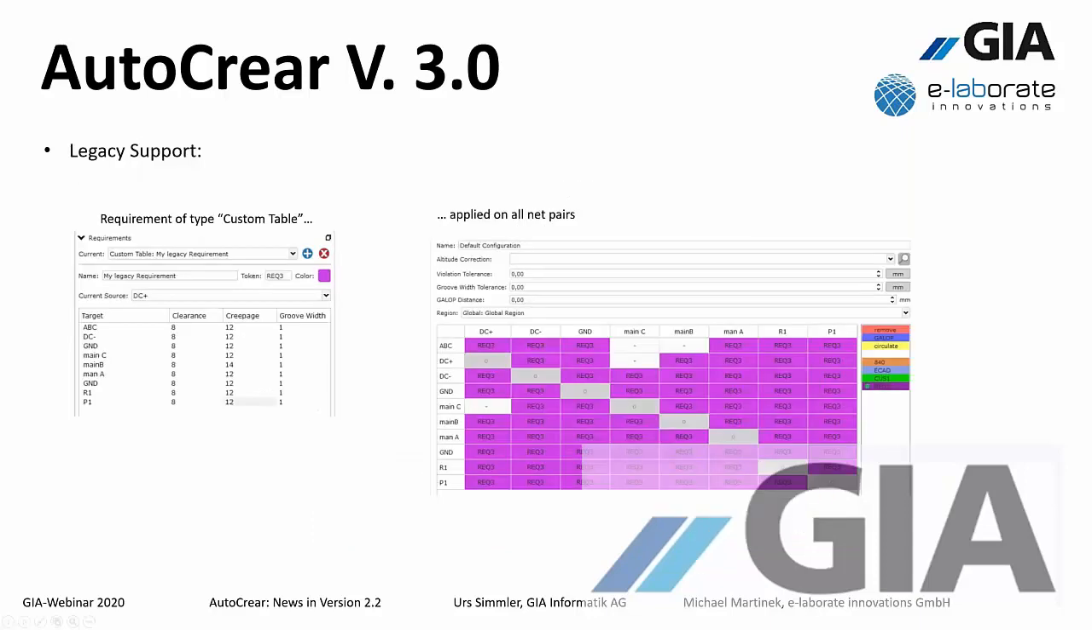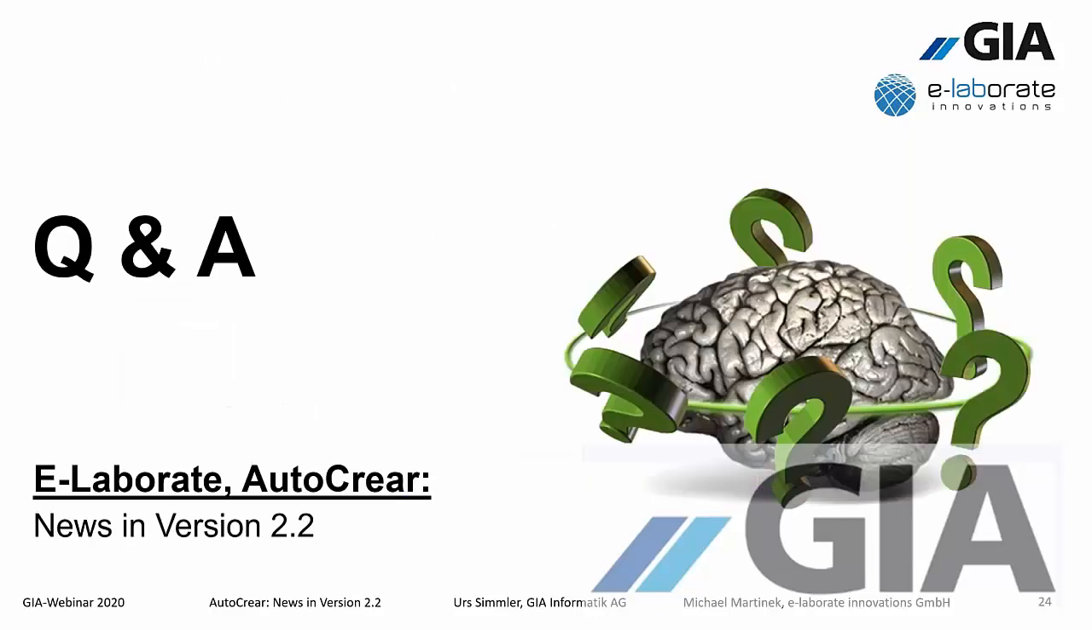And there's also, of course, a legacy support. If you have older sessions, the legacy is just a requirement, one requirement of type custom table. So you can also define such a requirement where you can fill the entire table distance matrix just as you do in the current version, and this is applied to all net pairs. So this is the legacy support of the new feature. Yeah, this will be released in the summer, I hope.